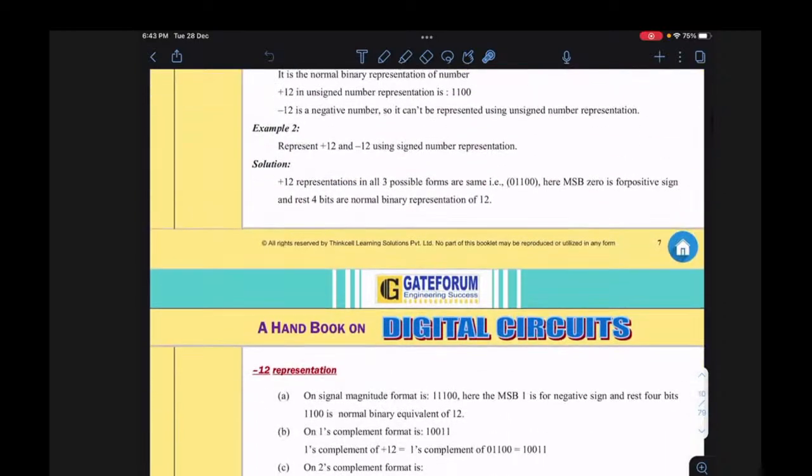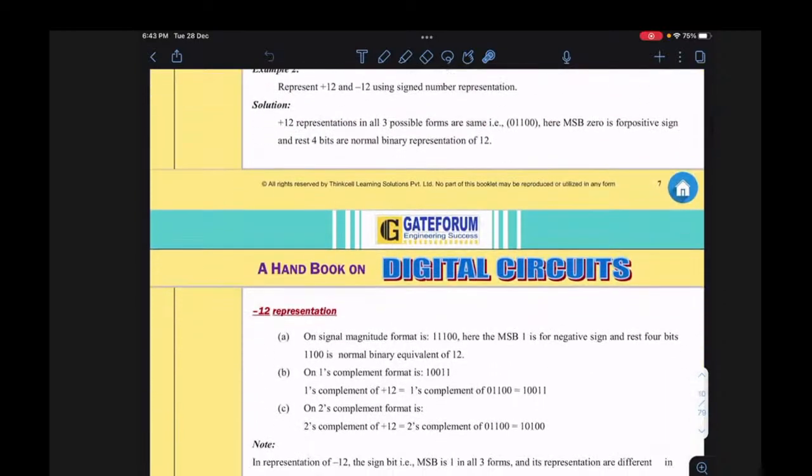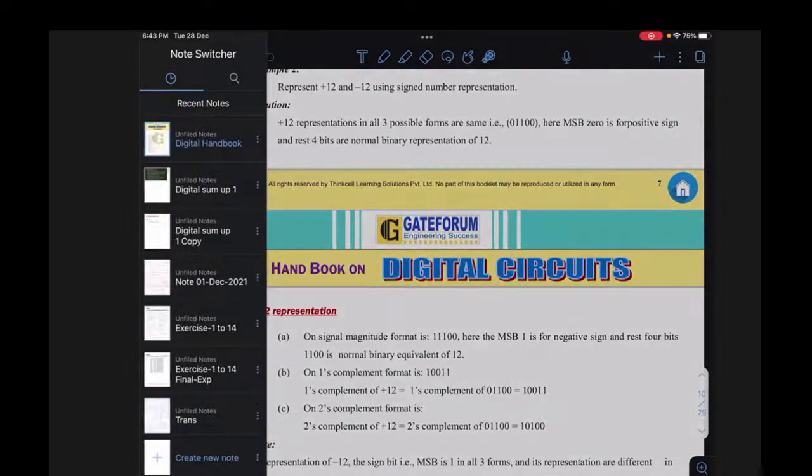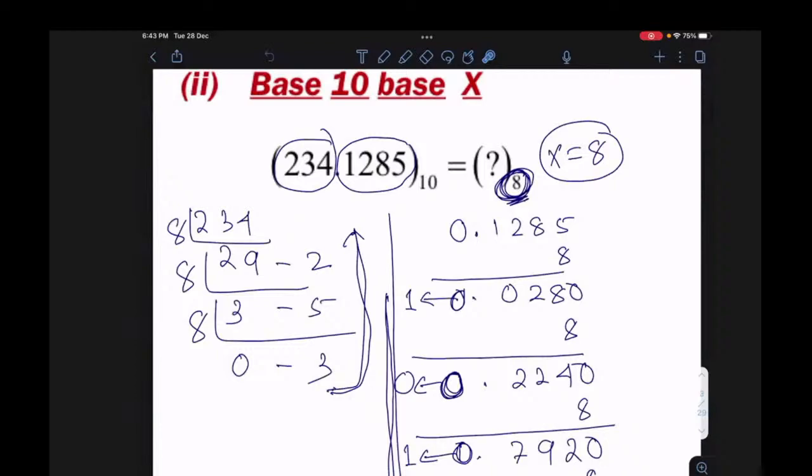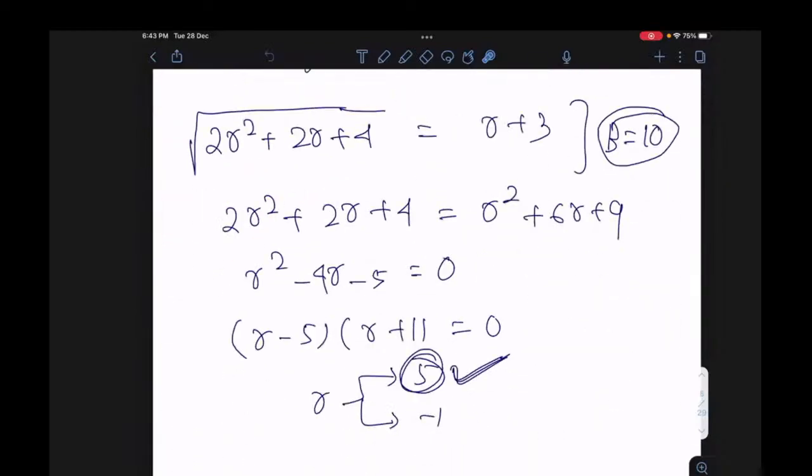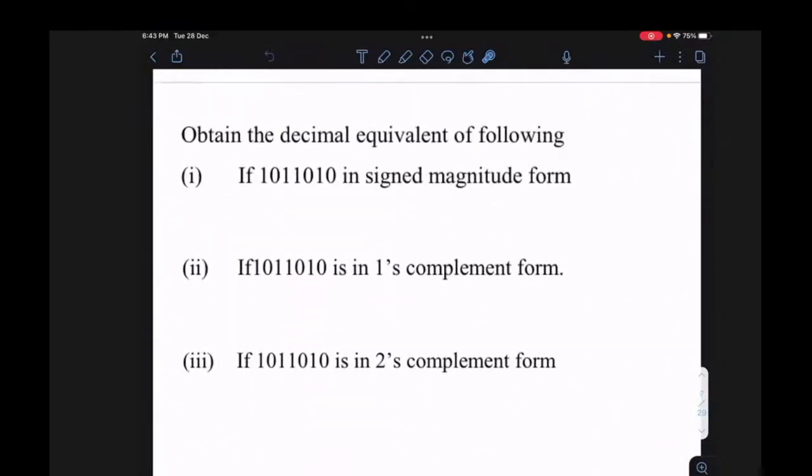Okay, fine. So in the GATE exam, what kind of questions are being targeted? Let's see. I have selected some questions; such kinds of questions come repeatedly in the GATE exams. Here the question is in the reverse way: obtain the decimal equivalent of the following. I have taken three cases: one in sign magnitude form, one in 1's complement form, and one in 2's complement form.